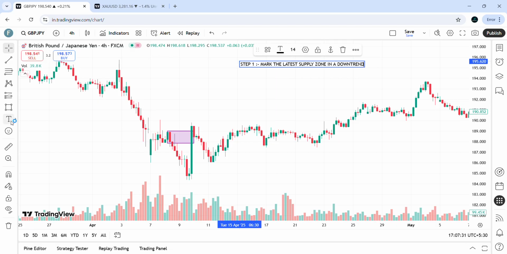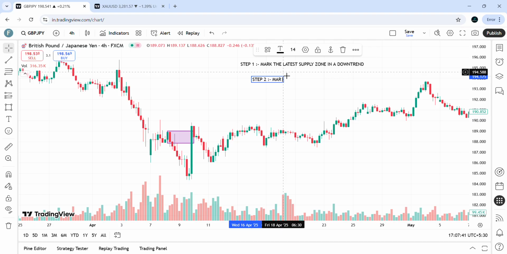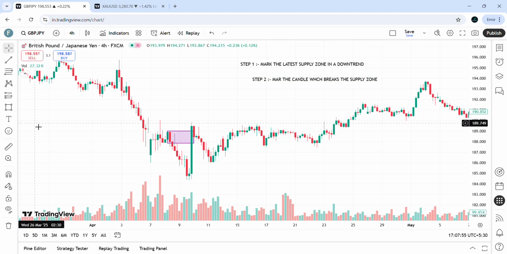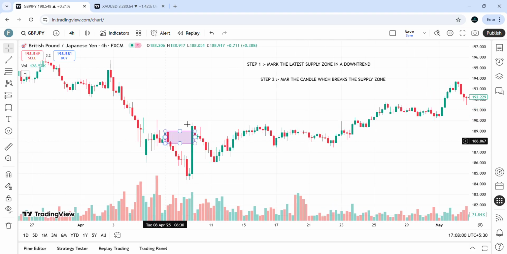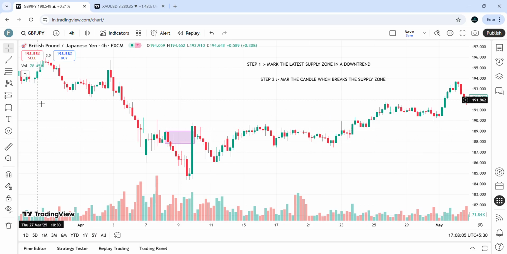The second step will be to mark the candle which breaks the supply zone. That is this candle. This green bullish candle would be the one which breaks this supply zone. So this is the candle we would be choosing.